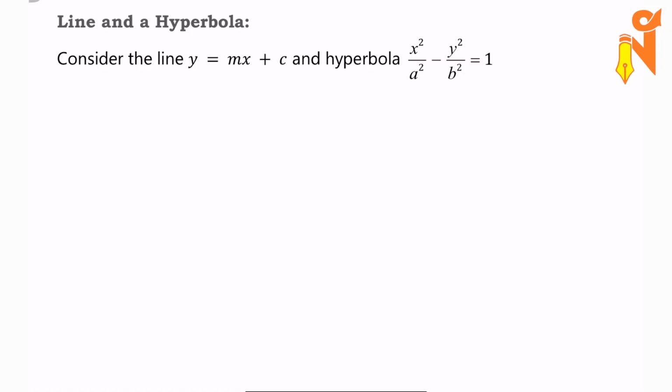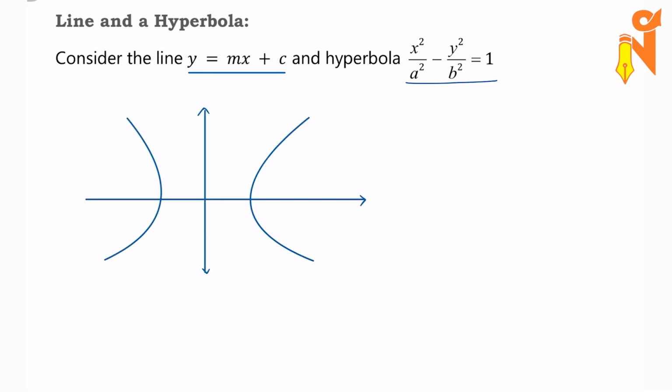So our next topic is line and hyperbola. Consider the line y is equal to mx plus c and the hyperbola x square by a square minus y square by b square is equal to 1. This is the hyperbola x square by a square minus y square by b square is equal to 1. And if you want to draw a line, we can draw a line in three possible ways.